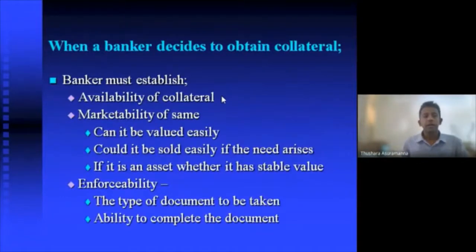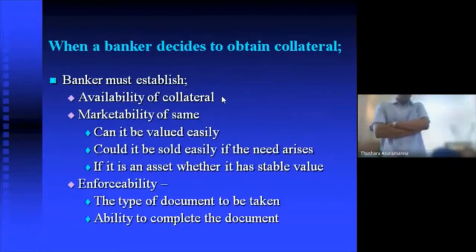Right. Very important part. When the banker decides to obtain collateral, the banker needs to establish a couple of things: availability of collateral, marketability of collateral, enforceability of collateral. We discussed one by one. What do you understand by the availability? Why it is important? Can anybody suggest here? Why we think that collateral should be available? Why it is important?